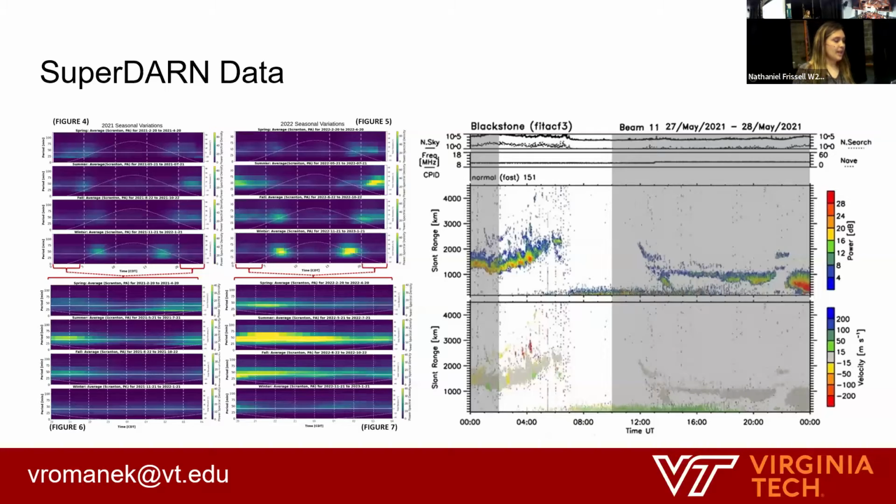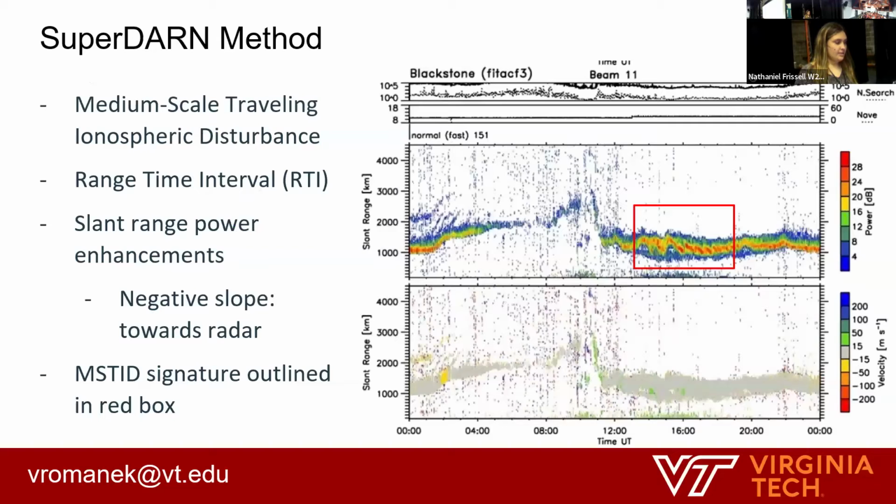So as I mentioned, I'm working with data from the SuperDARN system. And so here I have an example. This plot here in the red box is outlining a medium scale traveling ionospheric disturbance. You can tell that by the enhancements in the slant range power. So the bright red spots and then the closer to blue spots that kind of look like a wave, that is what I'm calling an MSTID.